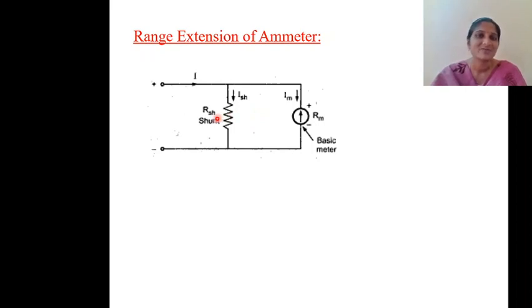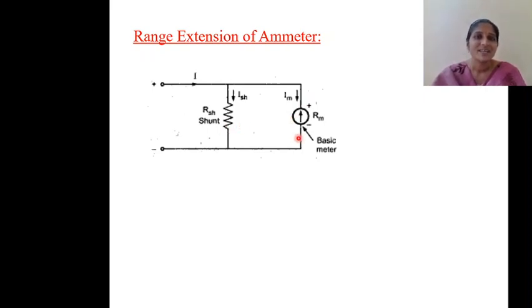What about the resistance of this? It should always be low. Now the total current flowing through the circuit is I. This total current gets divided into ISH through RSH and Im through the ammeter. So Im is the current flowing through the ammeter, ISH is the current flowing through the shunt, and I is the total current. That means these two branches are in parallel, so the voltages across these two branches should remain the same.